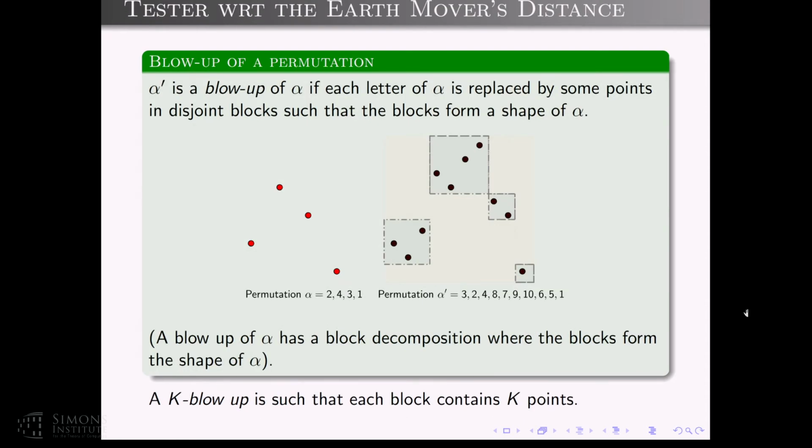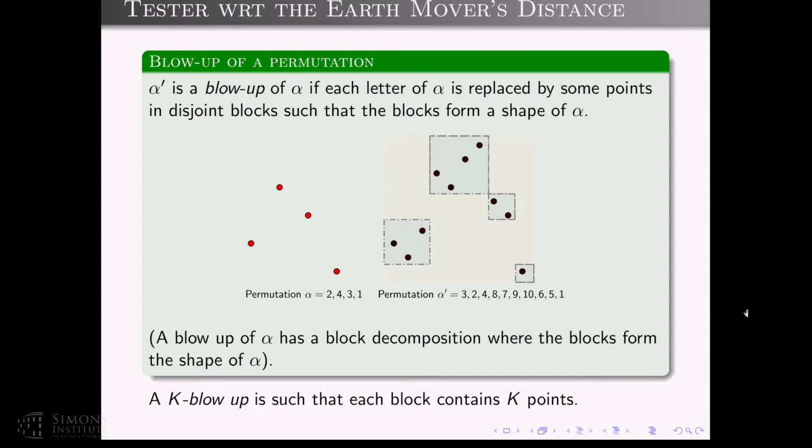Before formally describing the tester, because we're not using the natural tester for this proof, we have to define something called a blow-up of a permutation. I guess many in the audience are already familiar with the blow-up for graphs. For permutations, it's something similar. We're given a small permutation, say alpha equals 2, 4, 3, 1, which is the red permutation over here. The blow-up is such that each point blows up into a cluster of points, such that all those clusters form the shape of 2, 4, 3, 1. So the four rectangles here form the shape 2, 4, 3, 1, and those rectangles are disjoint horizontally and vertically.